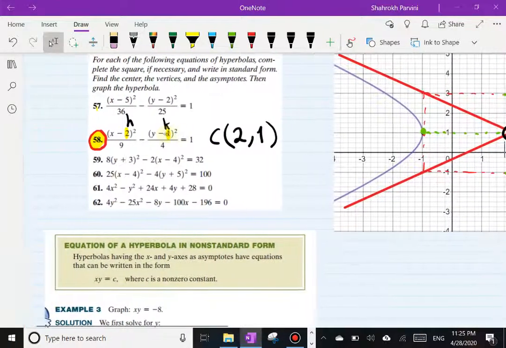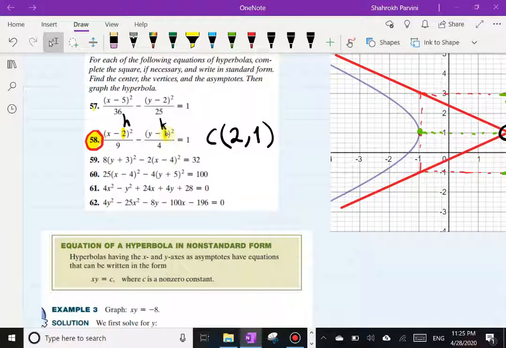Now, we have this other kind of hyperbolas in this section, which are referred to as non-standard hyperbolas. And they actually have a single term. If you look at here, it's just xy equals c. C is a constant here, right? So you only have one term, x times y. There's no squared, there's no x term by itself, no y term. It's just x times y.